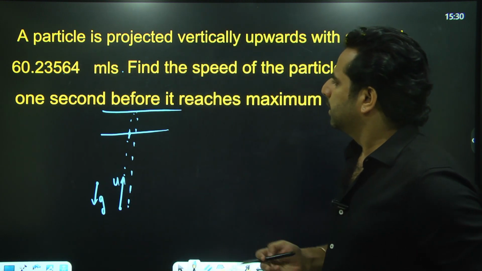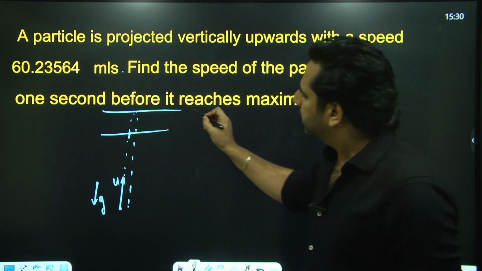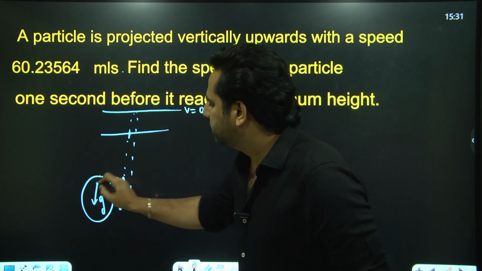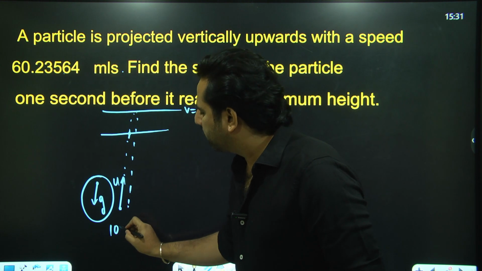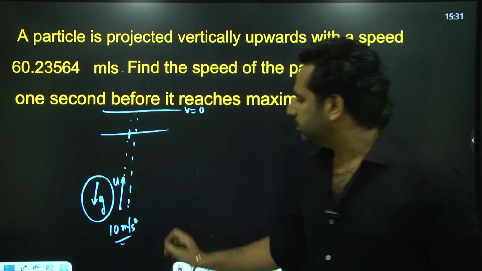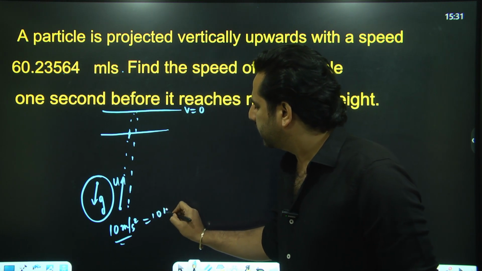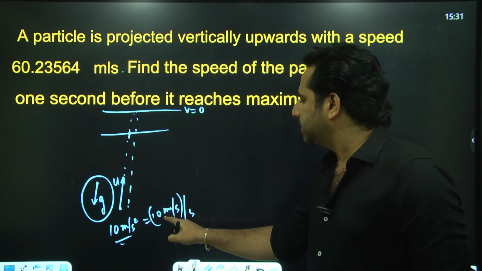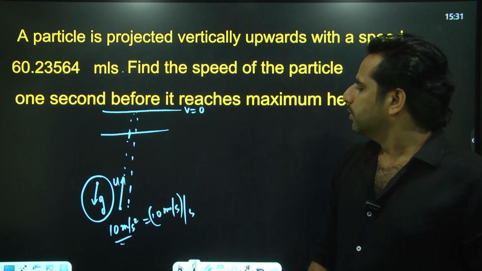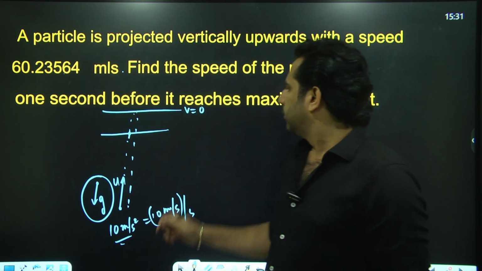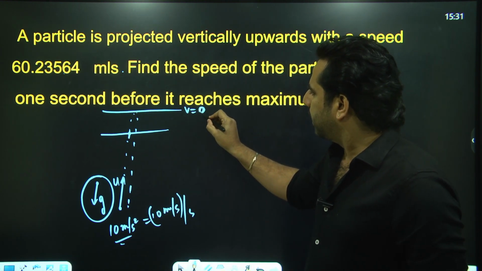Look at this approach. At the maximum height, the speed of the particle is 0 and acceleration is g meter per second square, which is approximately 10 meter per second square. It means that the velocity is decreasing at the rate of 10 meter per second in 1 second. 10 meter per second square is 10 meter per second per second. So the velocity decreases at the rate of 10 units in 1 second. So at the maximum height, the speed of the particle is 0.